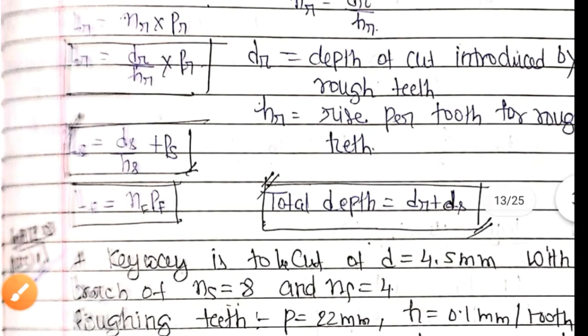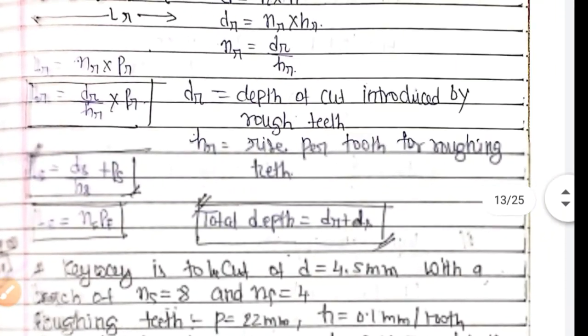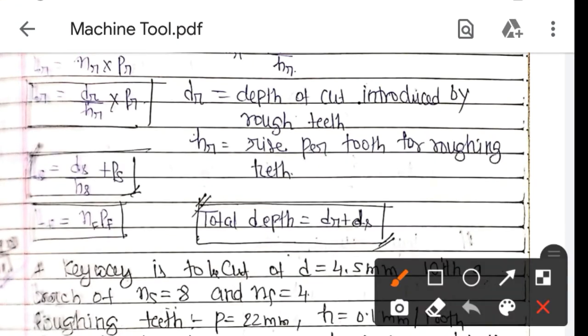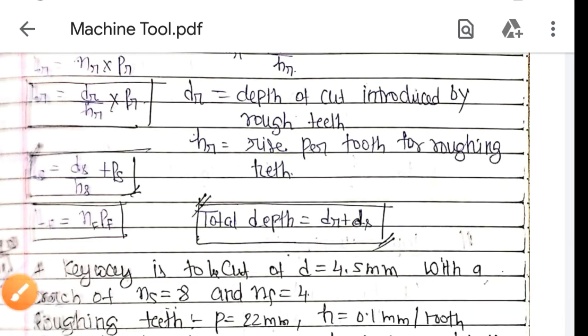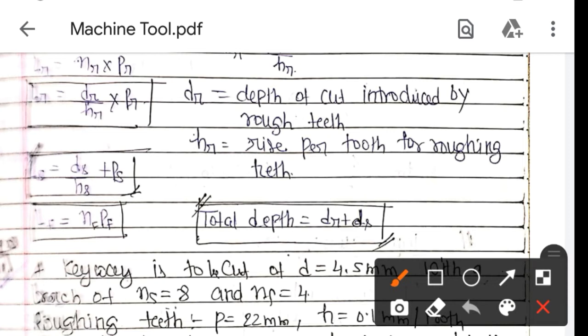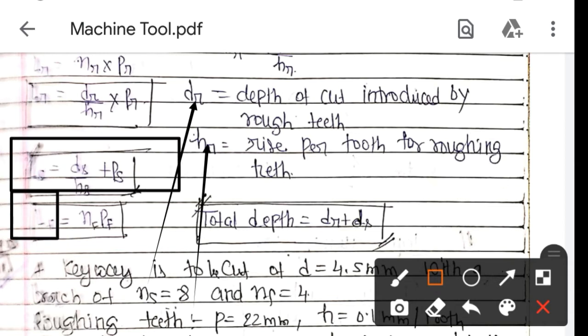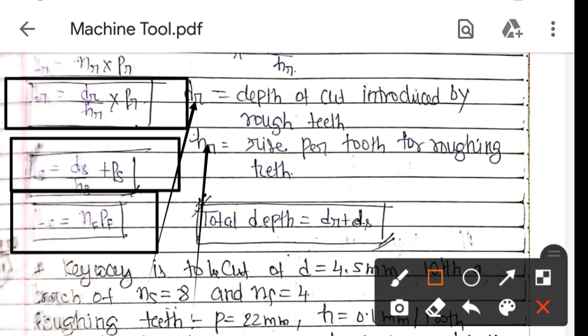Again, this was important. Once again, just read it. What is the depth of cut? The depth of cut introduced by the roughing teeth is denoted by DR, and the rise per tooth for the roughing teeth is denoted by HR. Similarly for HF and HS, same meaning, the only difference is that here it is roughing, semi-finishing and finishing. So I would request you to please remember all these formulas, which will help for solving the numericals.